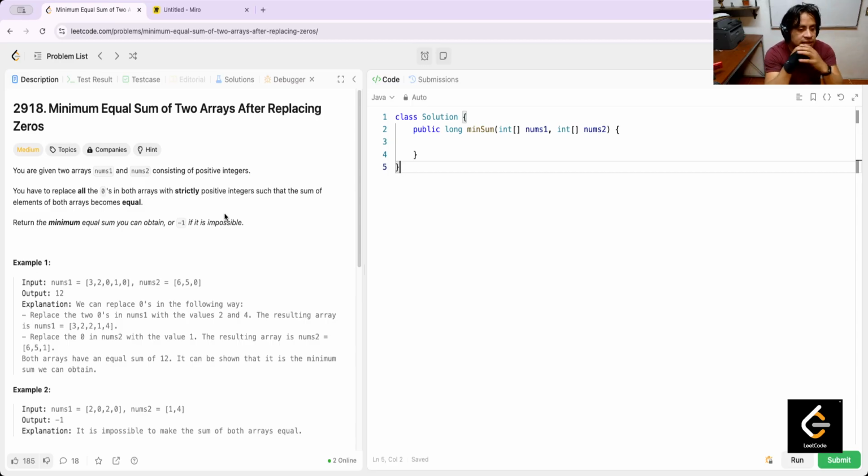For example, in this case one array is 3, 2, 0, 1, 0, and the other is 5, 6, 5, and 0. In the first, I replace the zeros, 3, 2, 2, 1, and 4. And the sum is 12. Replacing the 0 with the value 1, in this case is 6 plus 5 is 11 plus 1 is 12.